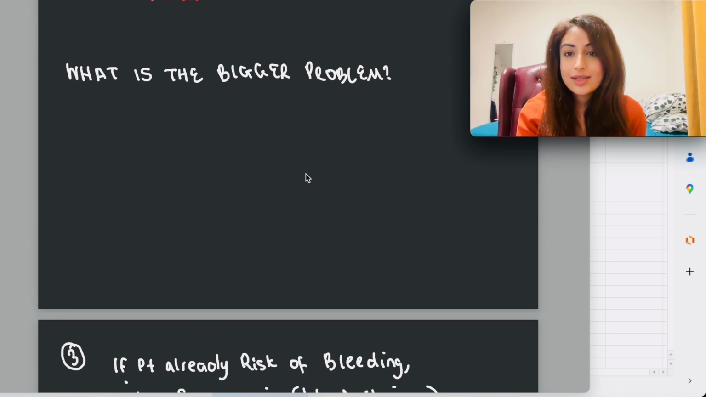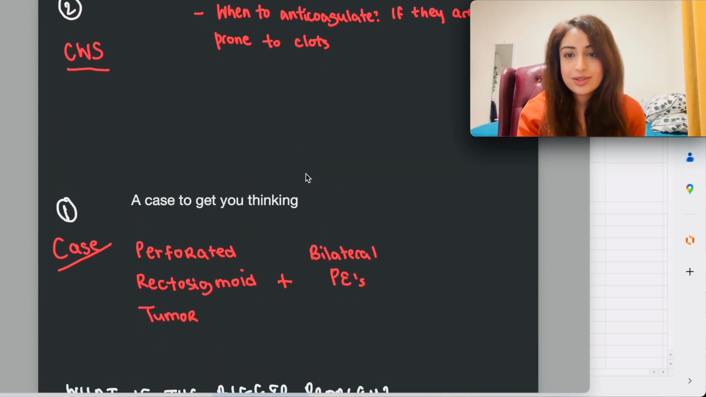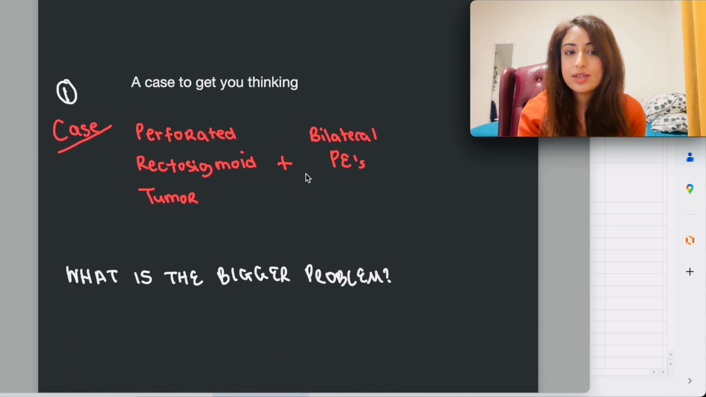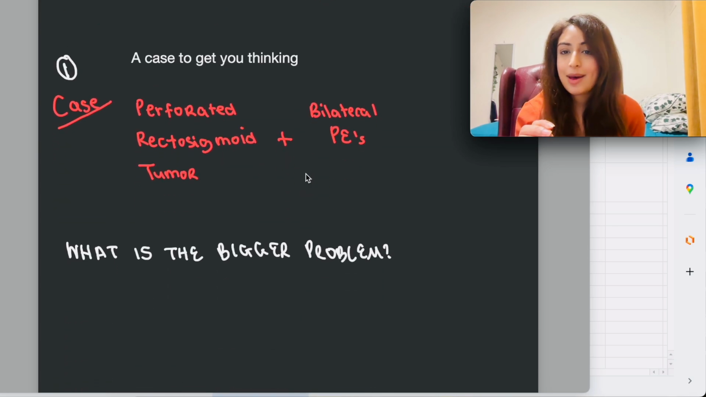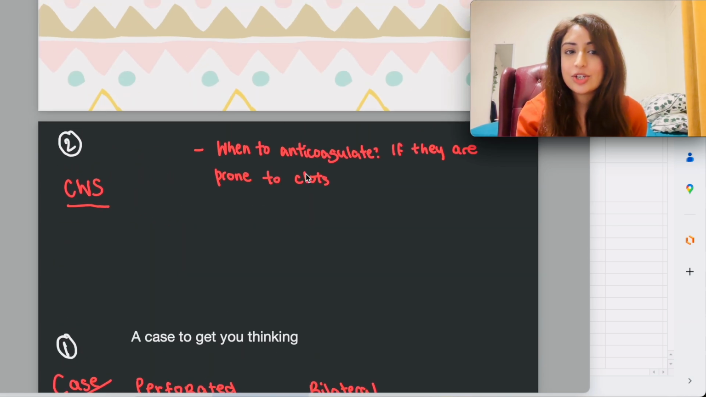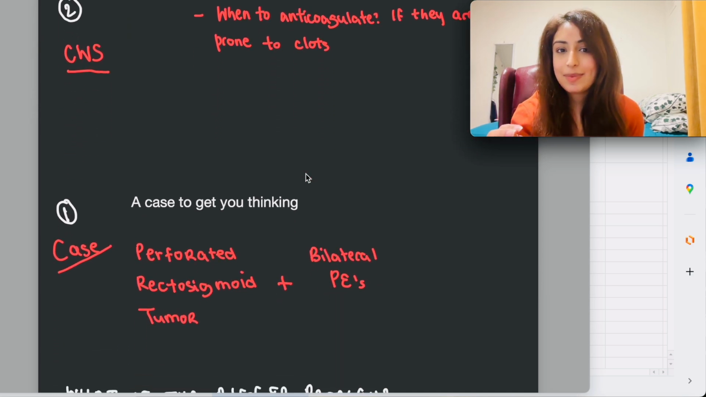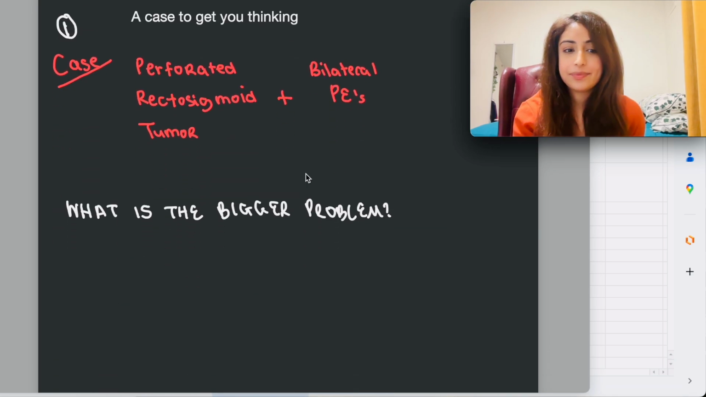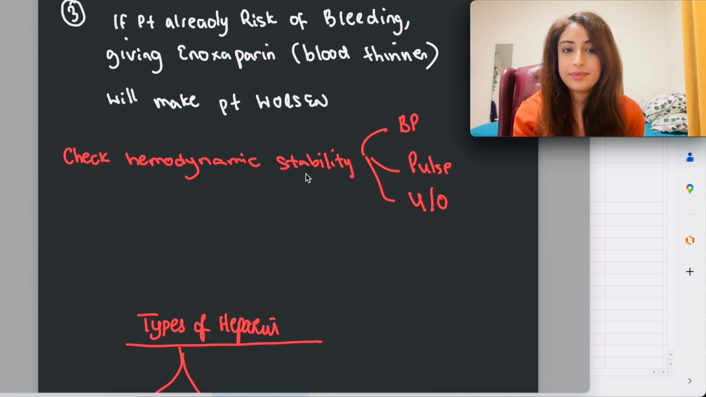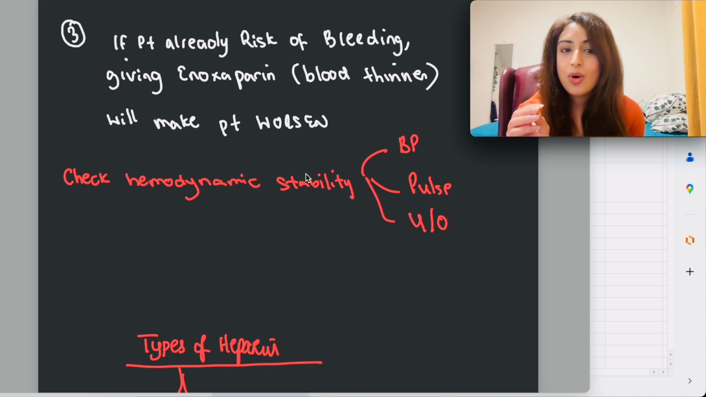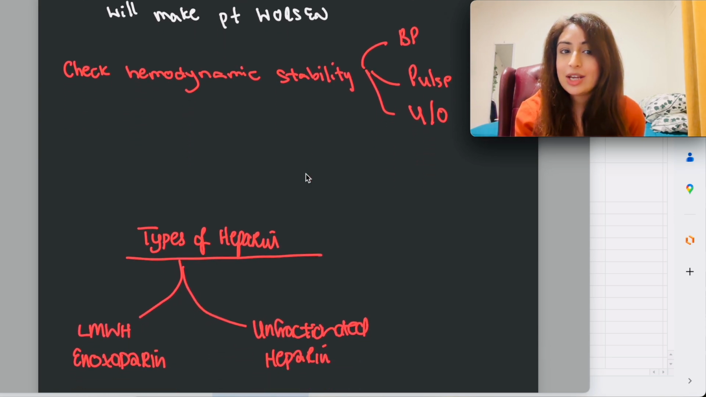Okay, this is a little PowerPoint slash notes thing that will just get you to think about anticoagulation and the way we think about it. When do we anticoagulate patients? When they are more prone to getting clots. If the patient is already at risk of bleeding, giving enoxaparin, which is a blood thinner, will make the patient worse.